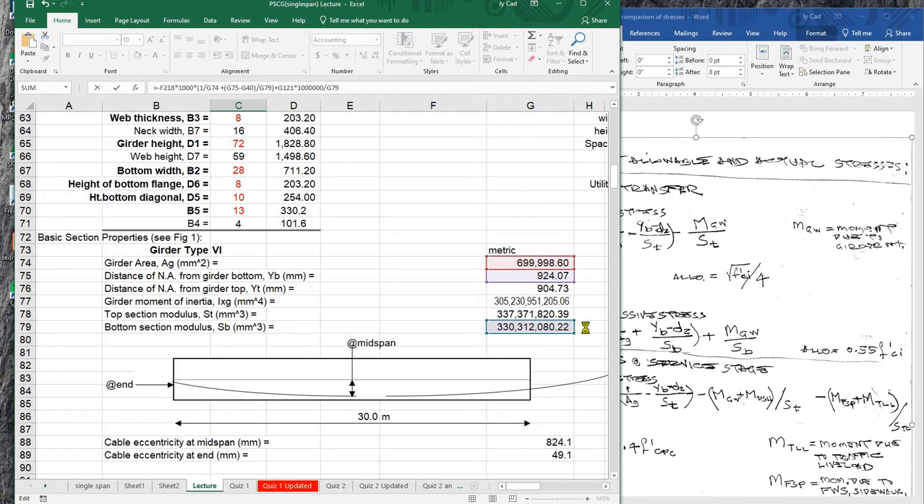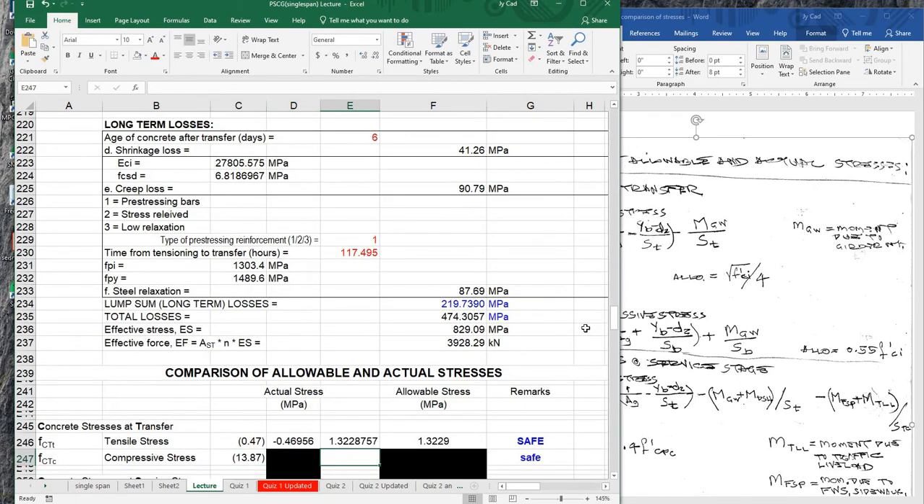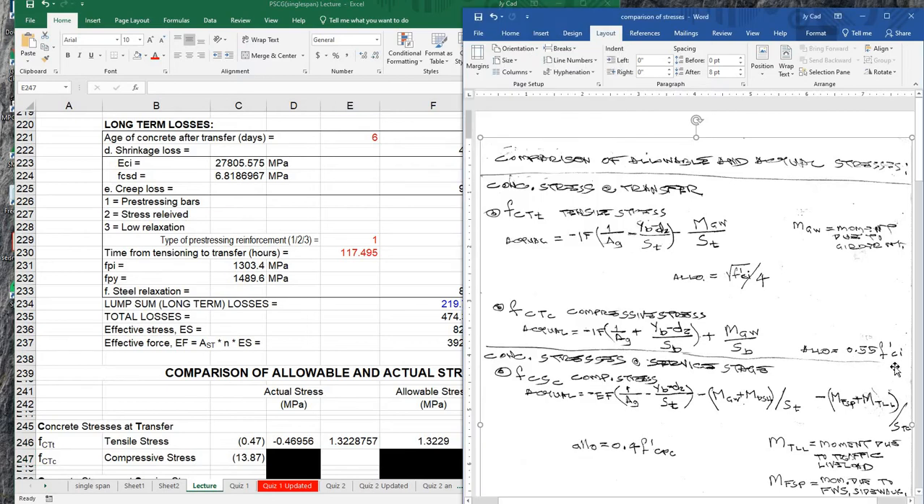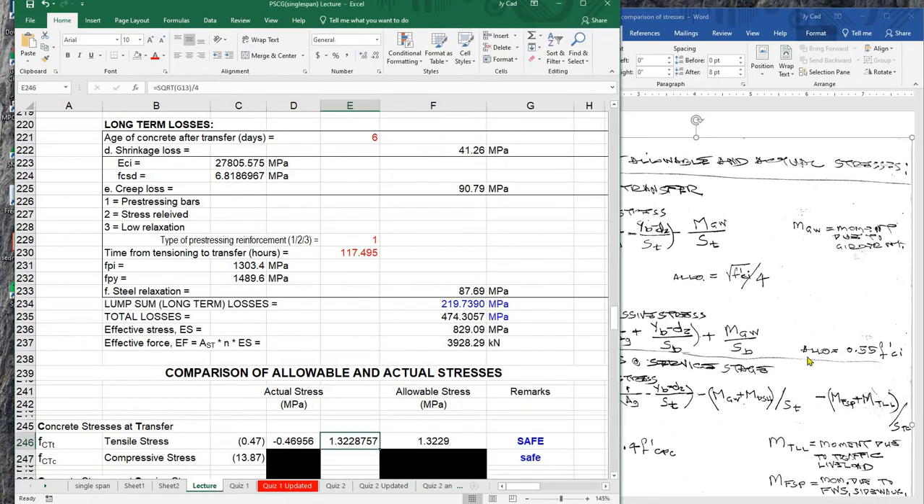And then, press enter. And then, here in the allowable, it is 0.55 F prime CI. Notice that they both have the same F prime CI. Okay? So, all I have to do would be to check this. So, it's G13, no? So, equal to 0.55 times G13. There. So, I no longer need to scroll up.